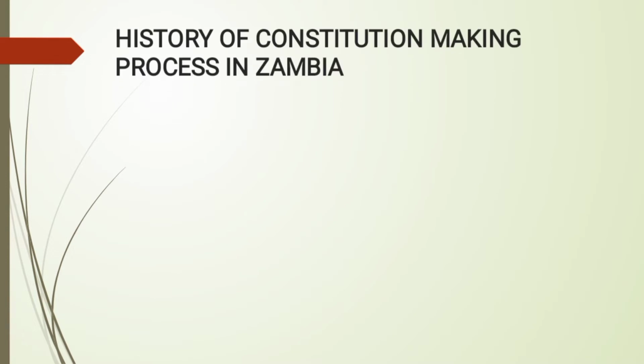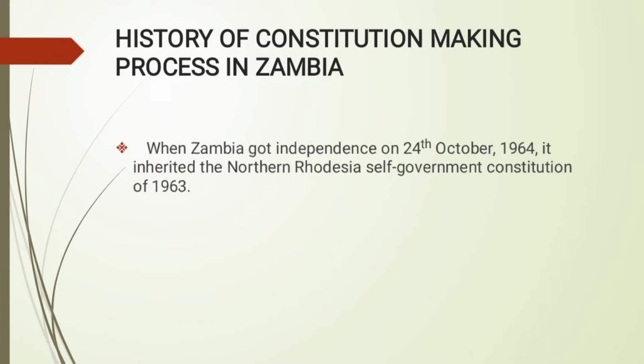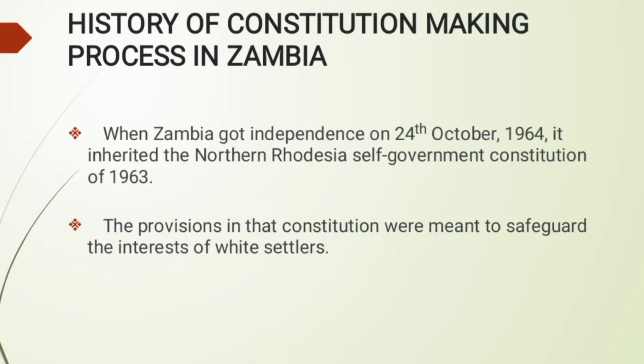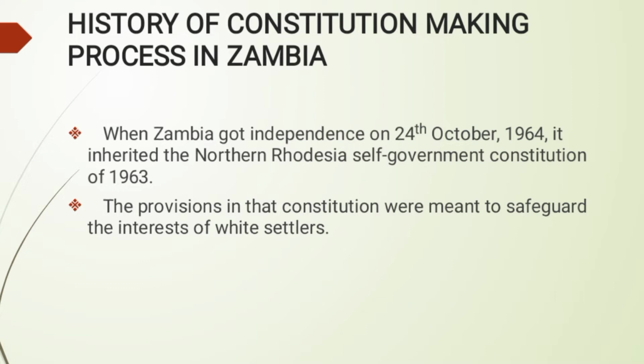History of the constitution making process in Zambia. We are dealing with history here. When Zambia got its independence on 24th October 1964, it inherited the Northern Rhodesia Self-Government Constitution of 1963. The provisions in that constitution were meant to safeguard the interest of the white settlers, the whites who were ruling us at that time.